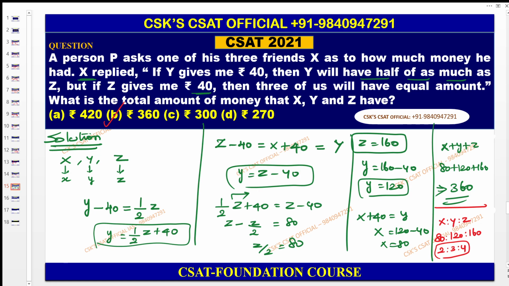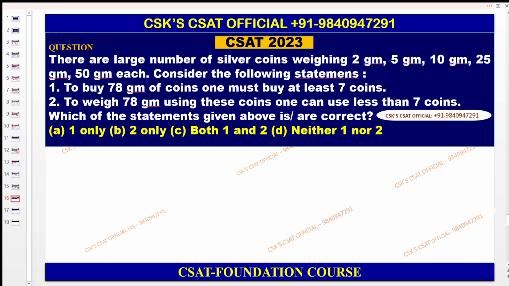Shall we move to the next? Okay. So now this is the last question. A simple question only. There are a large number of silver coins weighing 2 gram, 5 gram, 10 gram, 25 gram, 50 gram each. Consider the following statements.